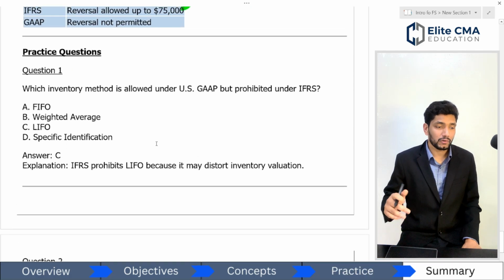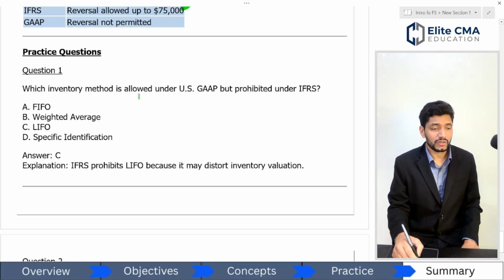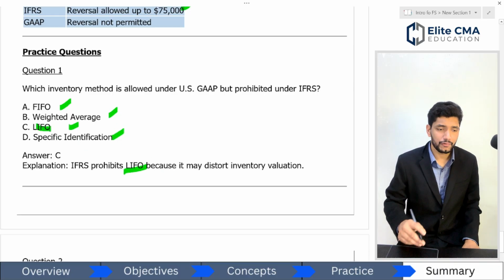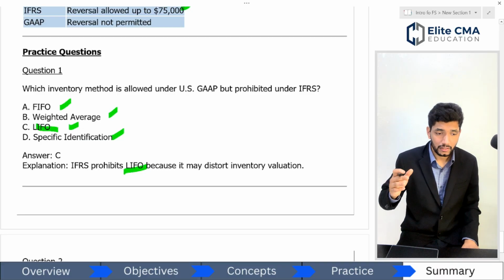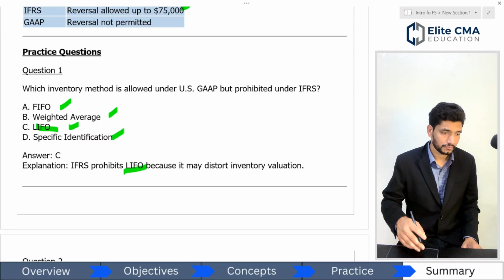Let's move into practical multiple choice questions. Question 1: Which inventory method is allowed under US GAAP but prohibited under IFRS? FIFO, weighted average, LIFO, or specific identification method? The answer is LIFO. LIFO is prohibited in IFRS, but it is allowed in US GAAP.